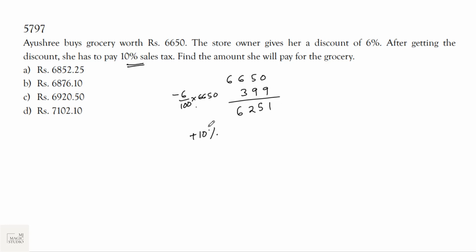We need to add 10% of the discounted price. That would be 625.10. Let's see, we have got two options with 10, but this is 6. So the answer is 6876.10. Option B is the amount which she would be paying for groceries.